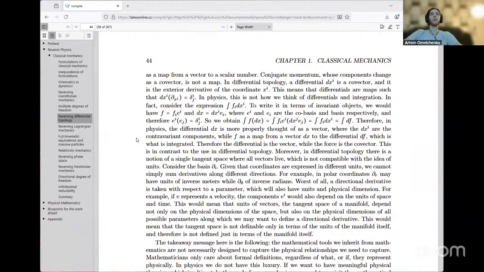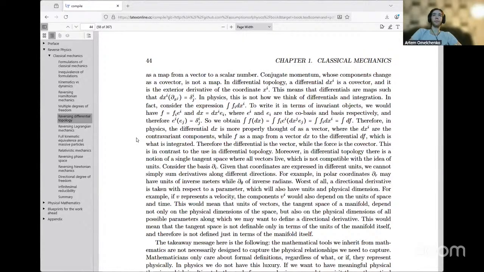Moreover, in differential topology, there is a notion of a single tangent space where all the vectors live, which is not compatible with the idea of units. Consider the basis partial i. Given that coordinates are expressed in different units, we cannot simply sum derivatives along different directions. For example, in polar coordinates, partial r may have units of inverse meters, while partial theta has units of inverse radians.